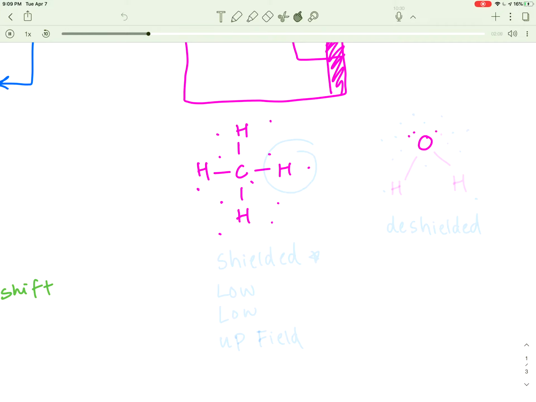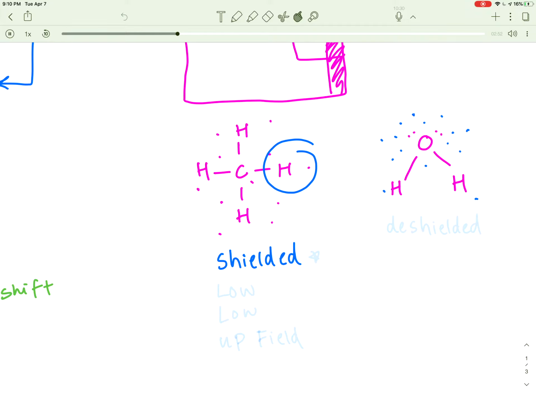But if I have something like water, and we know that water is very, very polar, because oxygen is very electronegative, when I draw a bunch of electrons, they are going to tend to be more near the oxygen and less near the hydrogen. My electrons are going to spend more time near the oxygen, because oxygen is very electronegative. So in this case, because my electrons in the CH4 are spending equal time around the carbon and the hydrogens, I'm going to call my hydrogen shielded, because its electrons are still around, still shielding it.